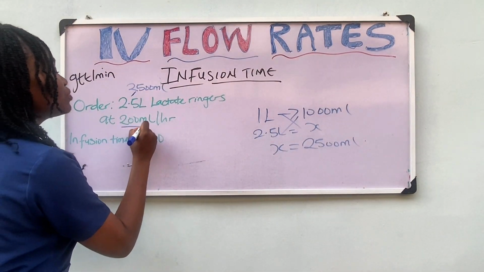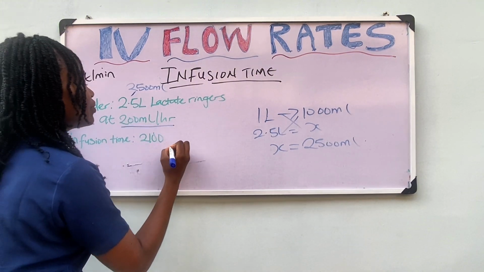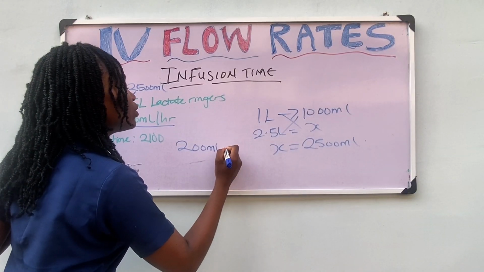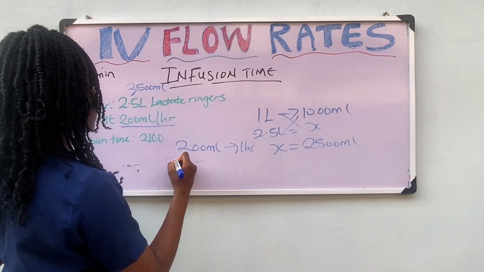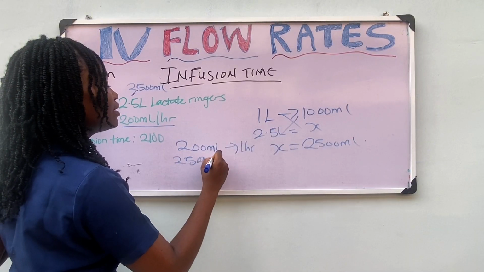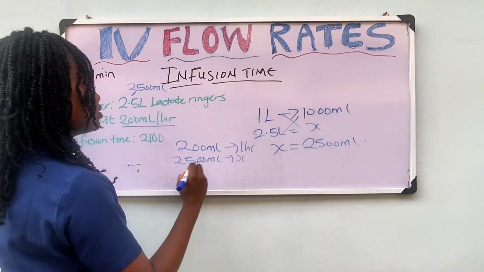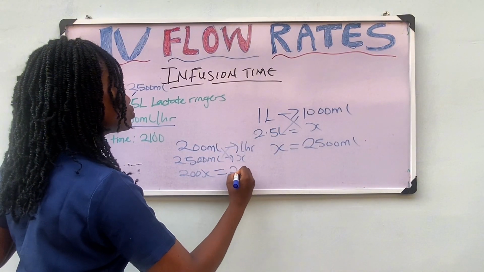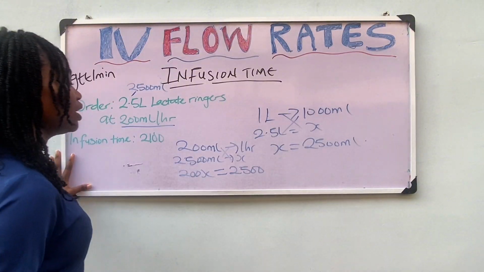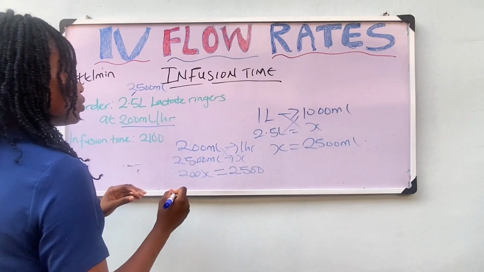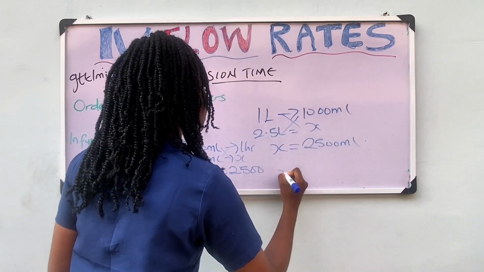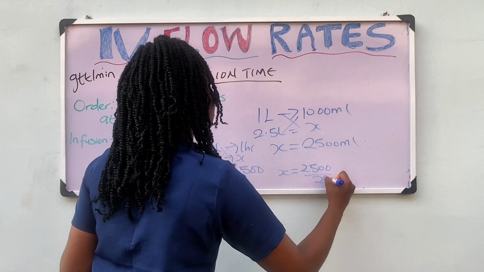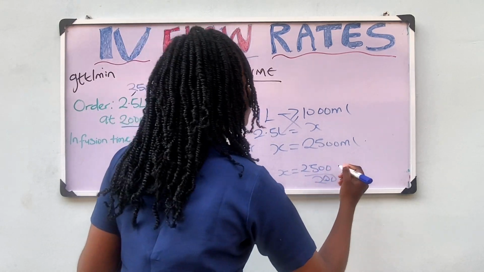So let's use my formula to solve for this. It was supposed to be infused at 200 milliliters per hour. So if it is normally infused at 200 milliliters in 1 hour, what that means is that for 2500 milliliters, we're going to have X. So when we cross multiply, 200x will be equal to 2500. Our X is therefore equal to 2500 divided by 200. When we divide 2500 by 200, we're going to get what?